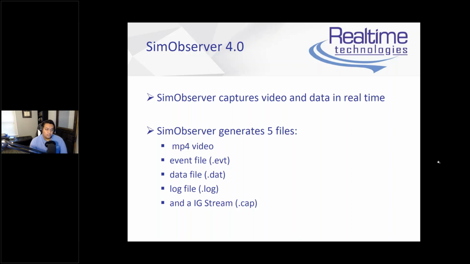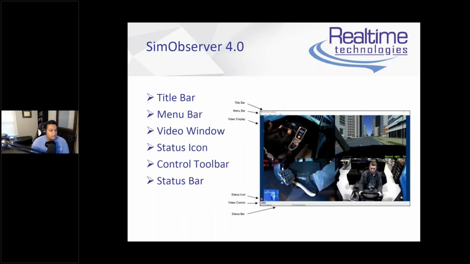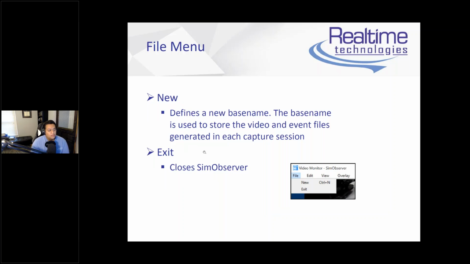So SimObserver captures video and data in real time. It generates the following 5 files: an MP4 file for the video, an event file, a data file, a log file, and an IG stream capture file. So we'll talk about how that capture file comes into play, but your simulator will be able to collect all of these files. This is an example of what the SimObserver window will look like. We have a title bar, a menu bar, a video window, the status icon, a control toolbar, and the status bar.